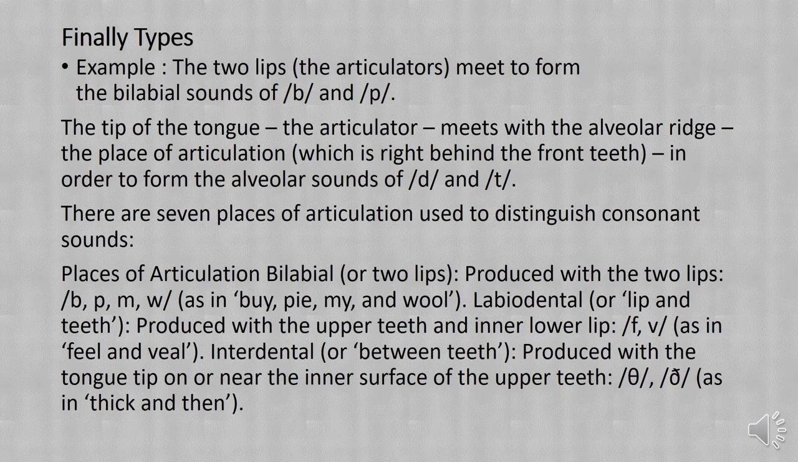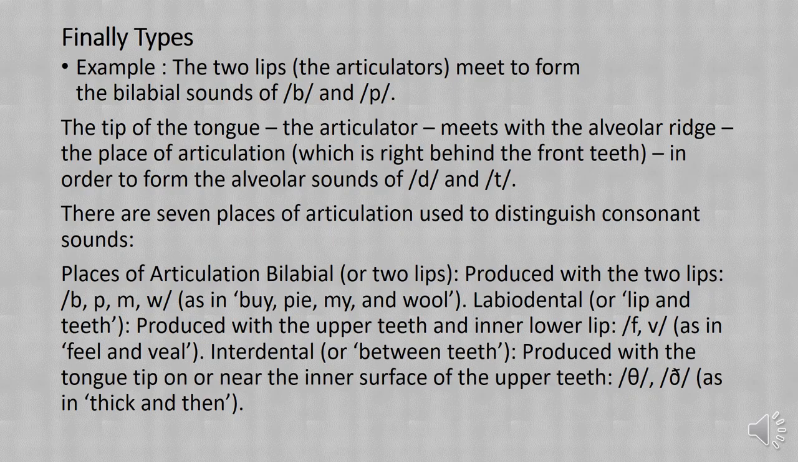Finally, examples. With the two lips, the articulators meet to form the bilabial sounds of P and B. The tip of the tongue, the articulator, meets with the alveolar ridge, the place of articulation, which is right behind the front teeth, in order to form the alveolar sounds of D and T. There are 7 places of articulation used to distinguish consonant sounds.